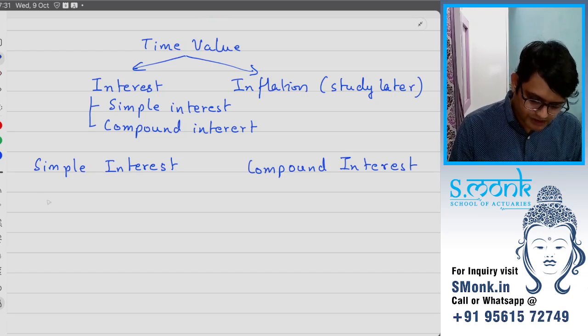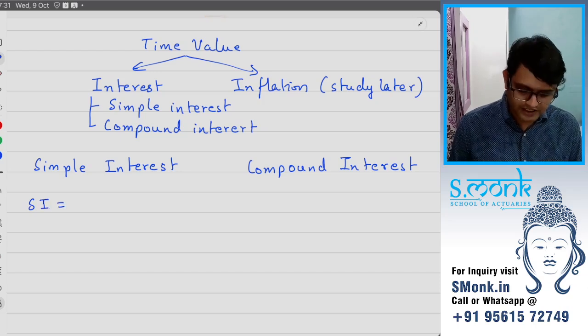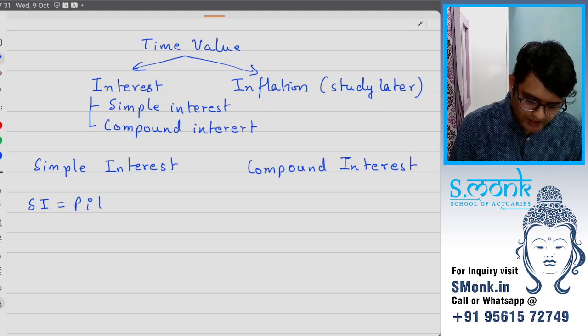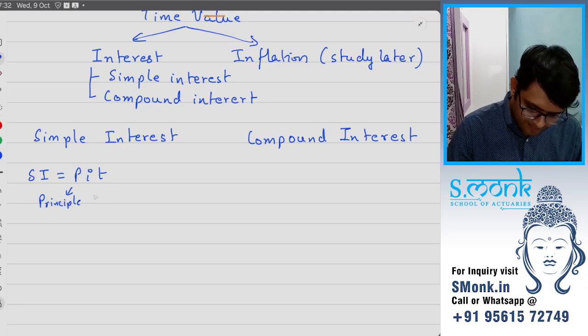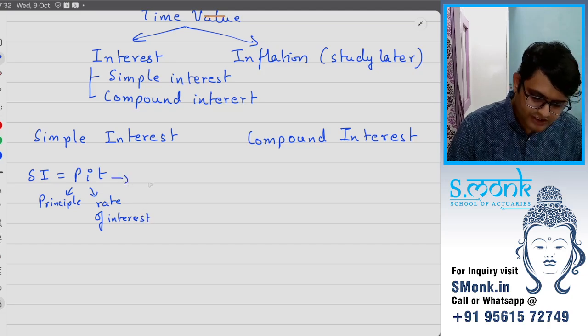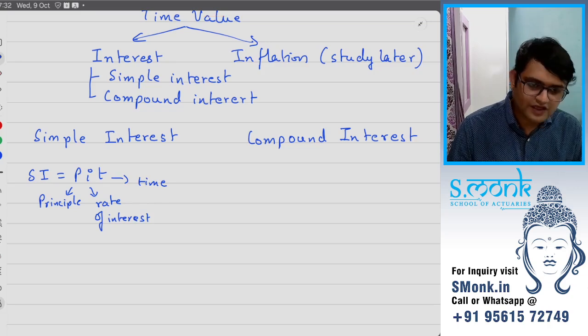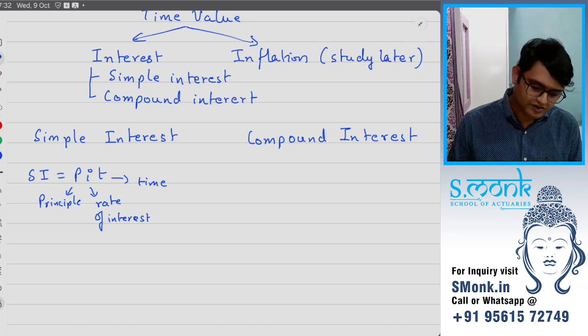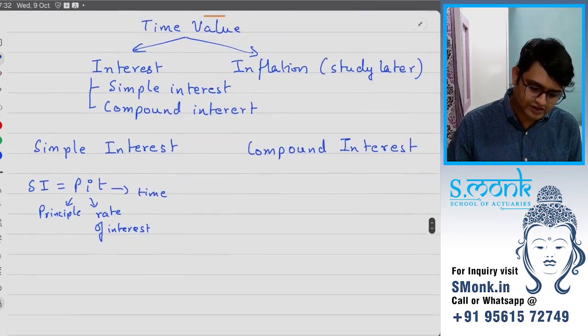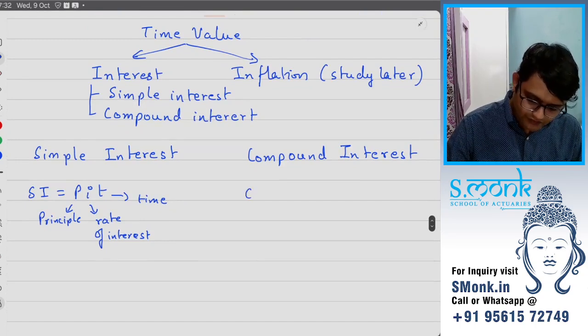Okay. In simple interest, let's say I am writing it as SI, is calculated using PIT, where P is nothing but the principal amount, I is the rate of interest, T is the time for which we have invested that principal amount at that rate of interest. So this is how we write simple interest.